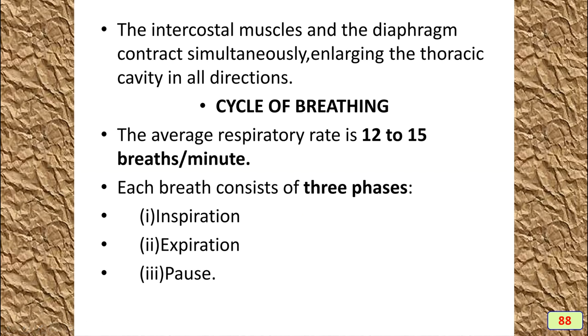Usually the cycle of breathing is different in different animals. The elephants have a lower respiratory rate, followed by a higher respiratory rate in smaller animals. Usually in human beings it is 12 to 15 breaths per minute. The breath consists of three phases: one is inspiration, then expiration, and there will be a pause in between.